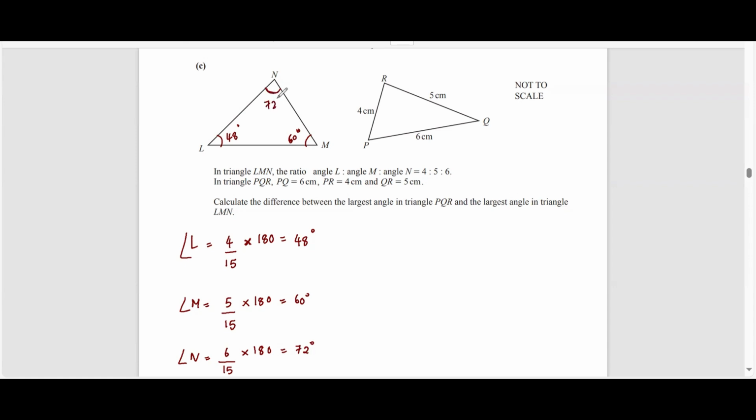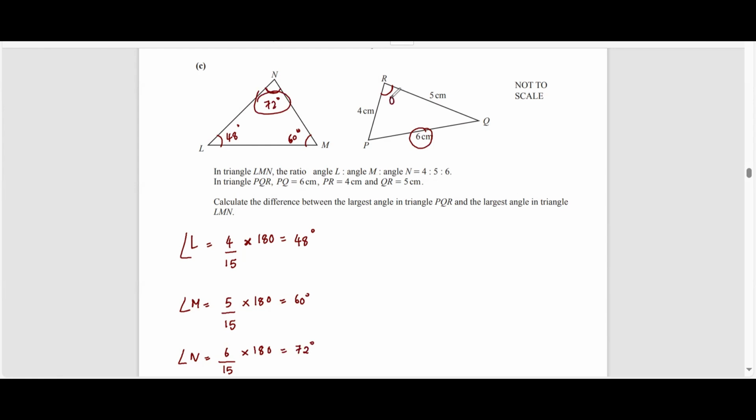Calculate the difference between the largest angle in triangle PQR and the largest angle in triangle LMN. In triangle LMN, the largest angle is angle N, which is 72 degrees. We need to find the largest angle in triangle PQR. For that, we need to see which is the longest side. Comparing them, it is 6 centimeters. So opposite to the longest side will be the largest angle.